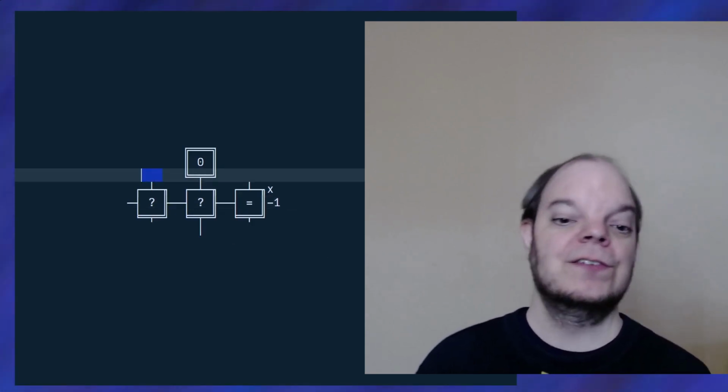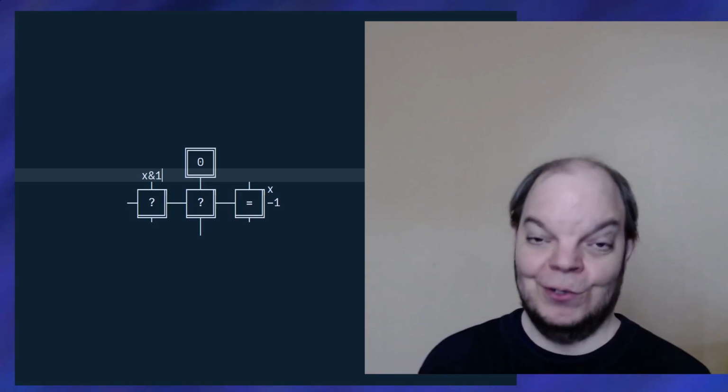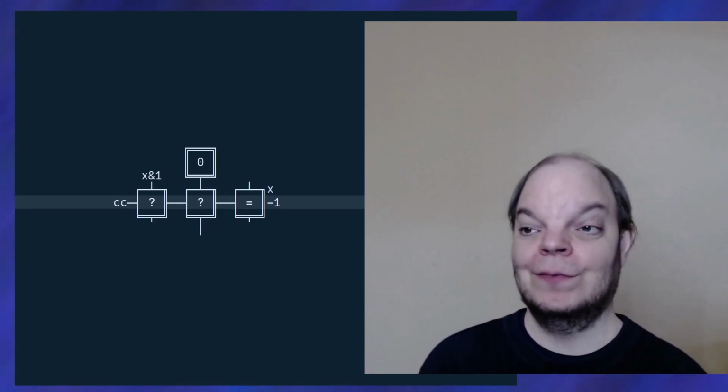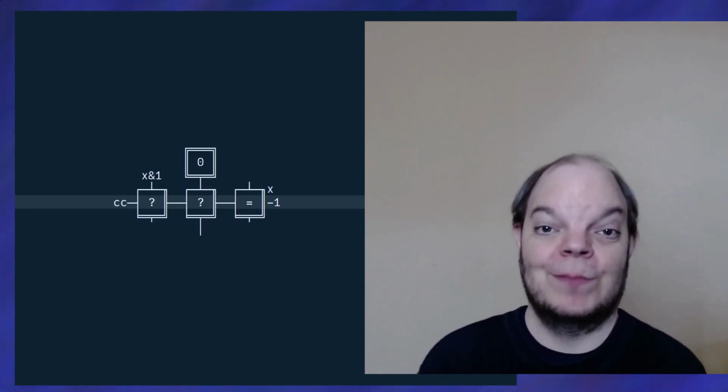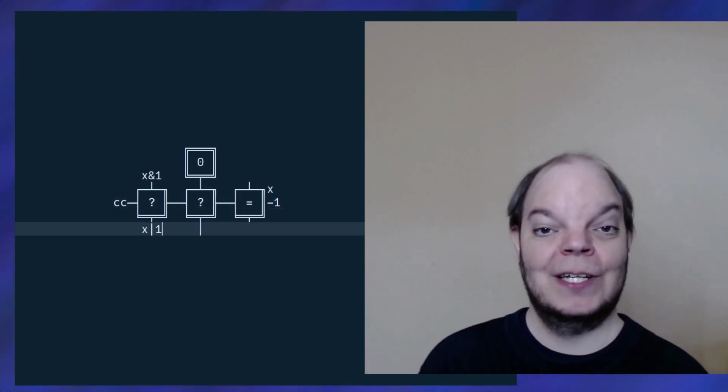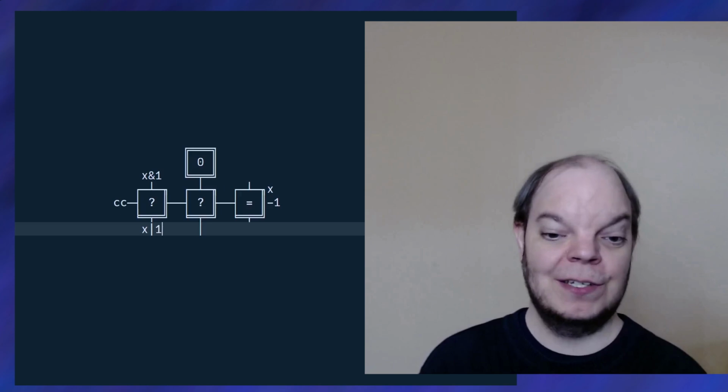Now, what is the condition? The condition, of course, is x and 1, the bitwise and. And in the case that x and 1 is true, in other words, not 0, well, then we want the complex case, which involves the recursive call. I'm going to call that the complex case. And in all other cases, we just want to bitwise OR with 1. So let's see how we can implement that.